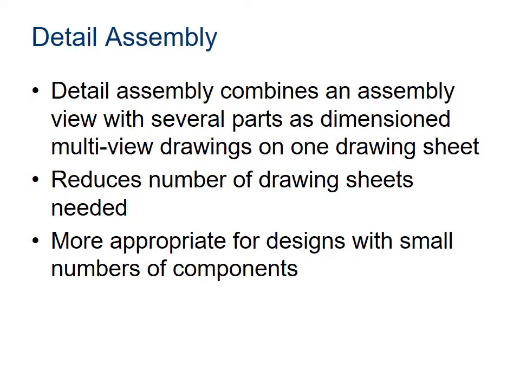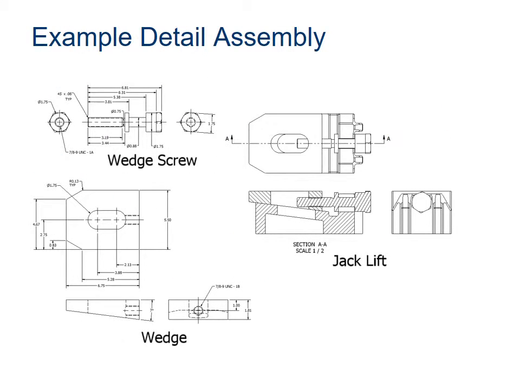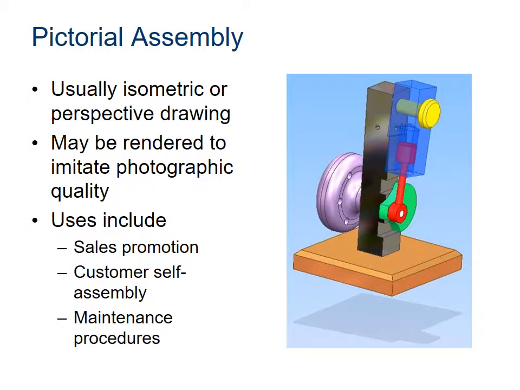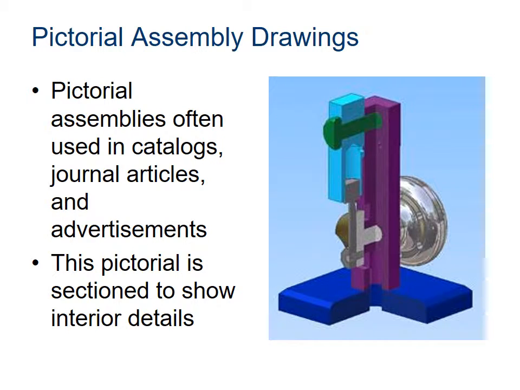Detail combines an assembly view with several parts as dimension multi-drawings. It's used to help reduce your number of sheets of paper in your drawing set. So this would be a detail assembly. Subassembly is when you look at the subparts of it. Pictorial assembly is where you show renderings, photographic, and basically where you're selling your project. These are the pictures that tend to get used for catalogs or your packaging or that type of information.